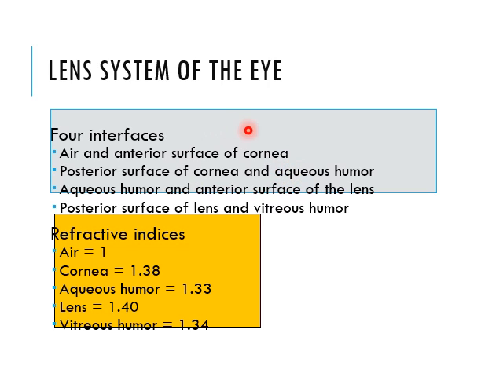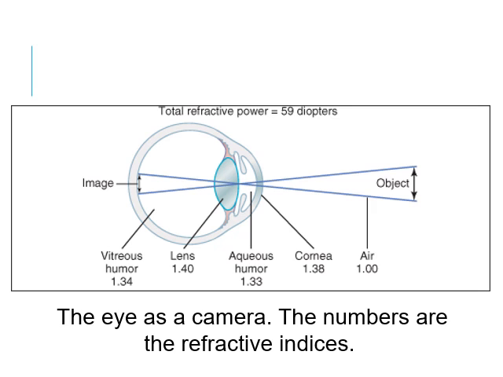So now you must know what are the different interfaces and what are the different refractive indexes of all these. For example, air is 1, cornea is 1.38, 1.33 aqueous humor, lens and vitreous humor. You must memorize these refractive indices. Now reduced eye is very important. If we add up all of these refractive indices, we can have an eye which is called a reduced eye, and the total refractive power of this reduced eye is 59 diopters.